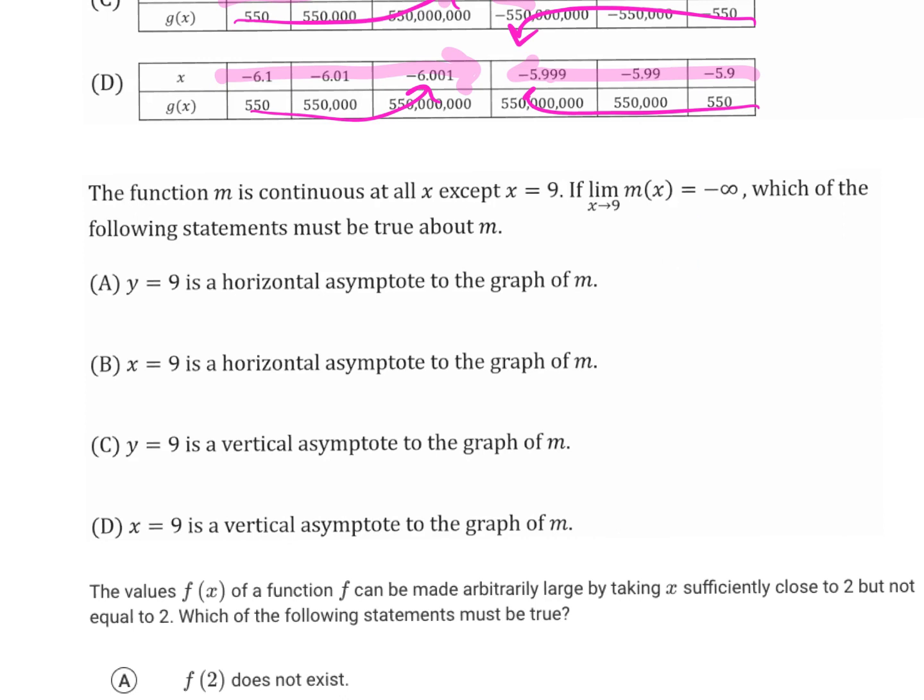There's going to be what kind of asymptote? A vertical asymptote. If I approach 9 and I'm going to negative infinity, there has to be a vertical asymptote there. I love it. What's the equation of a vertical asymptote? x or y? Vertical is x equals. You feeling D?